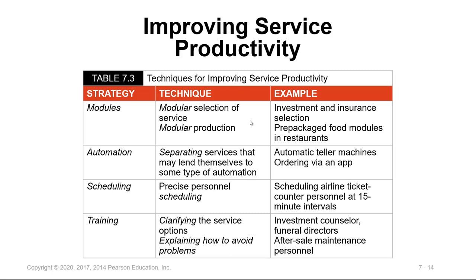We can also add automation in service, like the ATM machines in the bank. We can also automate scheduling, like scheduling the ticket counter personnel at airlines. We can do it now online or through the counter personnel, maybe in 15-minute intervals.